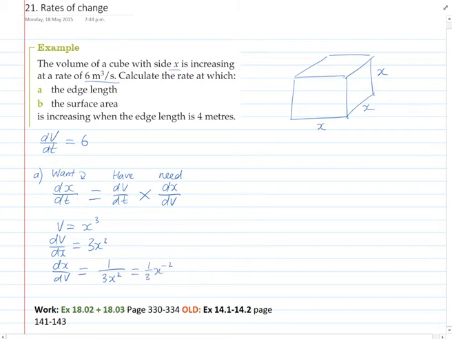And so if we're wanting to know the rate that the edge length is increasing when this length is 4, then we also need to substitute in 4. So let's find dx by dV when x equals 4. And so that will just be 1 over 3 times 4 squared. So that's 16 times 3, that's 48. So 1 over 48, and that's going to be in meters per second, okay, because it's a length measurement.